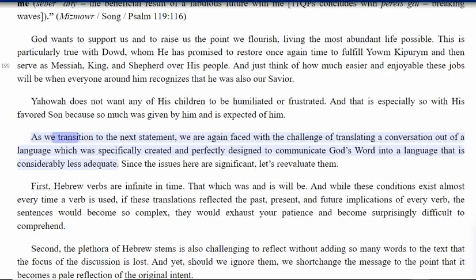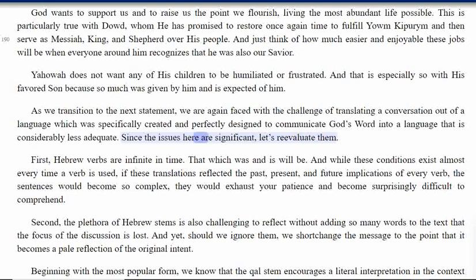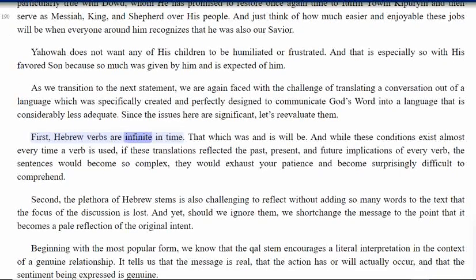As we transition to the next statement, we are again faced with the challenge of translating a conversation out of a language which was specifically created and perfectly designed to communicate God's word into a language that is considerably less adequate. Since the issues here are significant, let's re-evaluate them. First, Hebrew verbs are infinite in time. That which was and is will be.